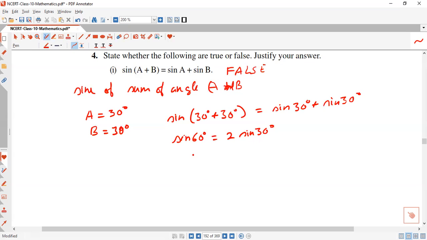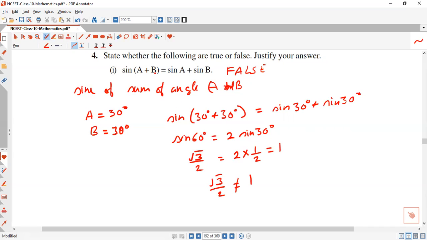Sine 60 degree, you know, the value is what? Root 3 by 2. And sine 30 degree means 2 into 1 by 2. So this is equal to 1. So root 3 by 2 is not equal to 1. So you can say that the left hand side is not equal to right hand side. So this is not true.